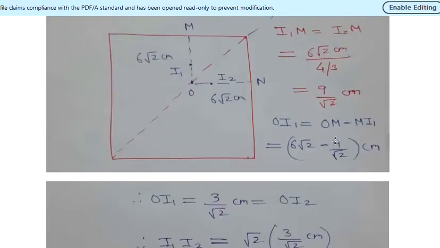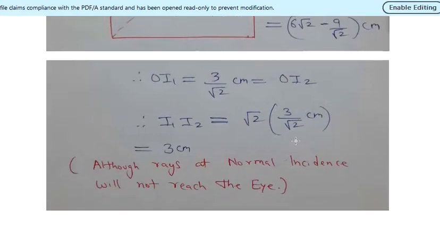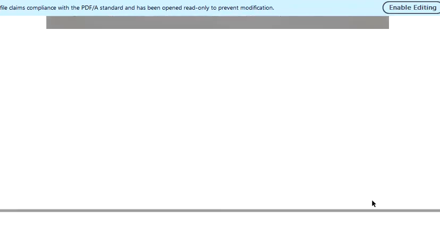Now I1 I2 will be, by Pythagoras theorem, root 2 into 3 by root 2 centimeters, so that will be 3 centimeters. So one more answer considering the case of normal incidence can be 3 centimeters, although rays at normal incidence will not reach the eye. So that is why the answer has been taken as 3 centimeter or 4 centimeter or 5 centimeters.